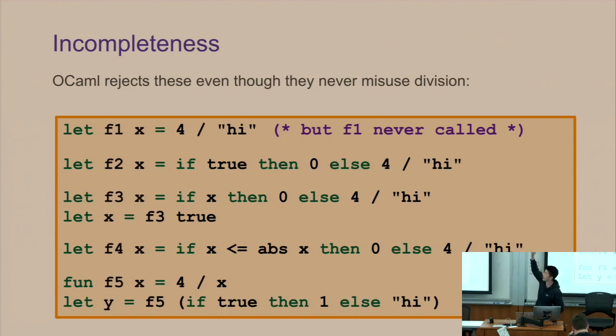So this program is good, but OCaml will reject that. So OCaml's type checker is incomplete. Let's maybe take 30 seconds to read their code. Every single function definition here is defining a division by hi, but the division is never run.